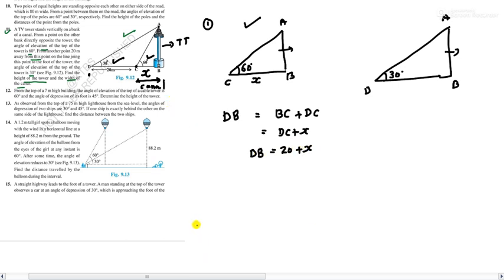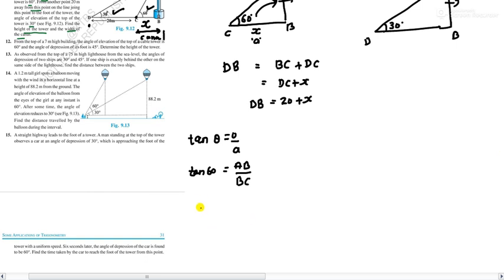Now using the first figure, let me write tan theta as O by A. Since theta is here, this is O and this side is A. So we get AB by BC, correct? And this is tan 60. So we are going to get root 3 equals AB divided by BC. BC is x, so let me keep it as it is.